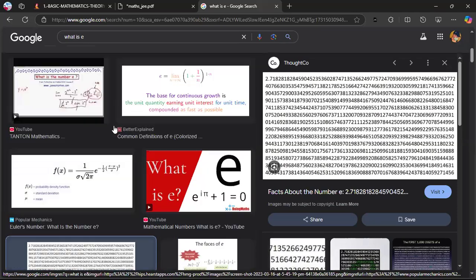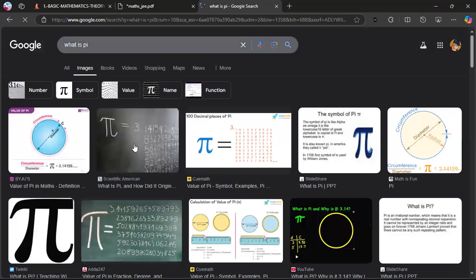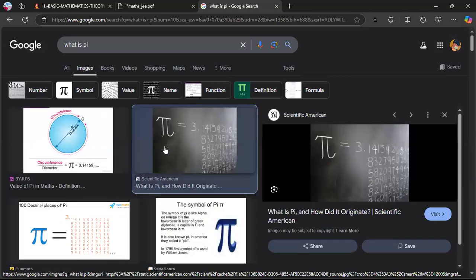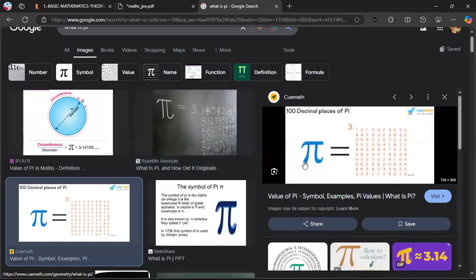Yes, sir. Same if we search about pi. Pi is also a number which just doesn't end. See how irrational a number can be. And still it's not ending after dot dot dot. 3.1415926535897932384. It's just not ending.